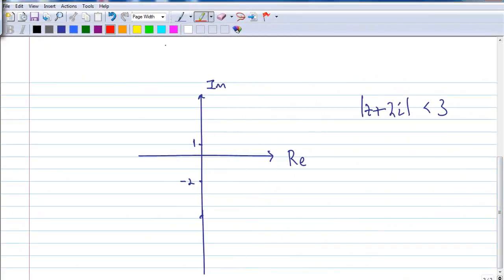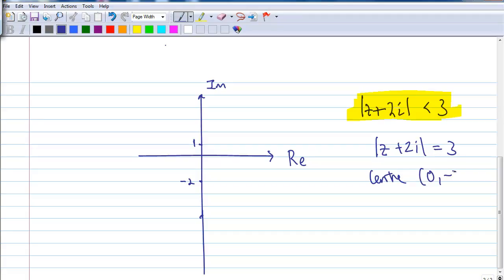Now let's take a look at another inequality. Modulus of z plus 2i less than 3. Now how will I do this? How will I draw this locus? First of all, I'll tell myself, now how does this one look like? Modulus z plus 2i equals to 3. Now this is going to be a circle. It's going to be a circle. The center will be at 0, minus 2. And the radius will be 3 units.